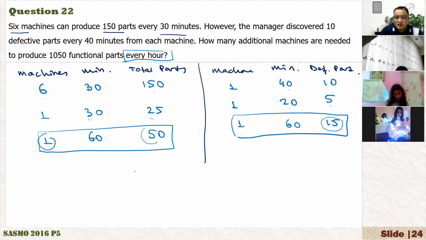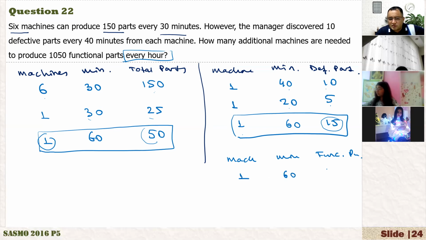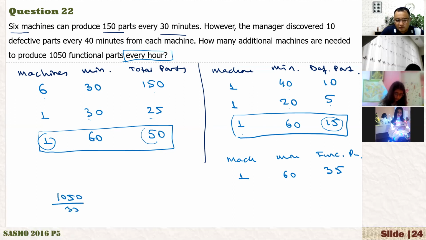So now in 1 hour, how many? Let me just write here: machine, minutes, functional parts. So one machine producing in 60 minutes, how many functional parts? 50 minus 15, which is equal to 35. So the question is, we know that 1050 is divided by 35. That is equal to, is it 30? Yeah, it is equal to 30, because 3 times 35 is 105.